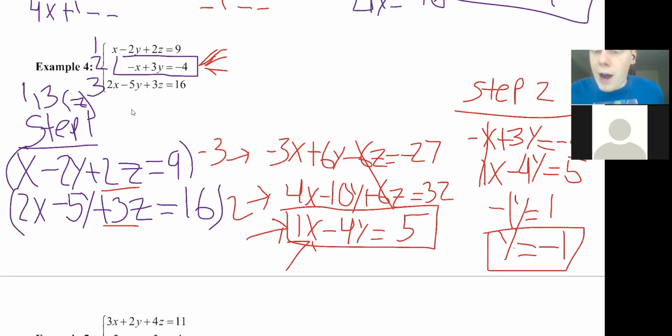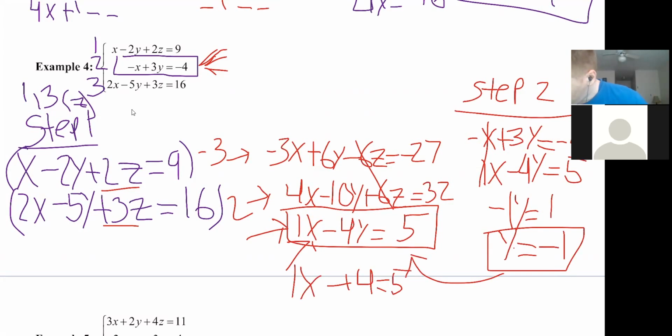You can plug this y back into either the equation we got here or the second equation from the original. Basically, we want to plug it into one of the equations with just two variables, because then we can solve for our x. So I'm just going to plug it into the one here, but it really doesn't matter. You could plug it into equation 2 in the original. You'll get the same answer. We would have 1x minus 4 times -1. That would really turn into a plus 4. So if I solve this, I would get x equals 1.